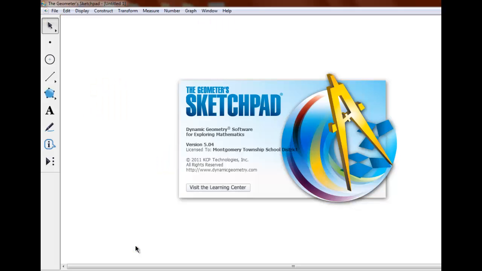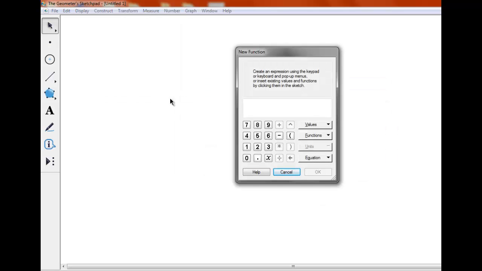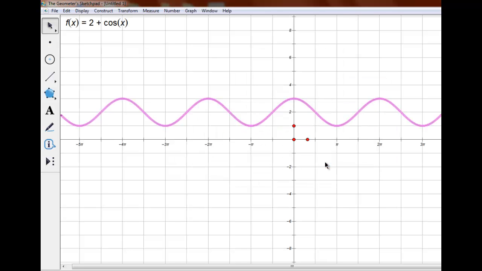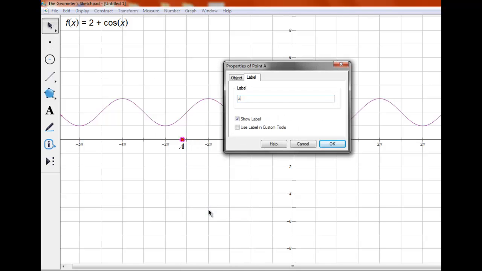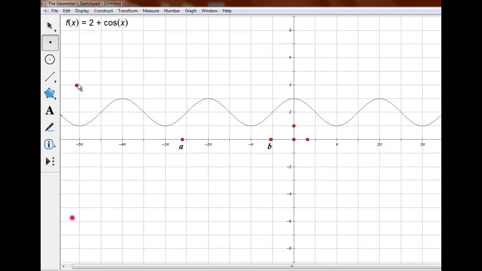Open a new sketch and plot a new function, 2 plus cosine of x. Make sure that the preferences is radians. Construct points A and B. That'll be your interval of integration.